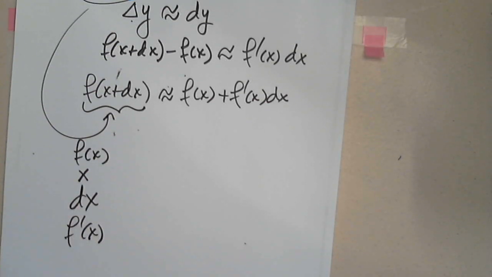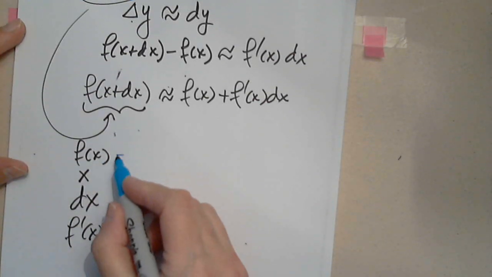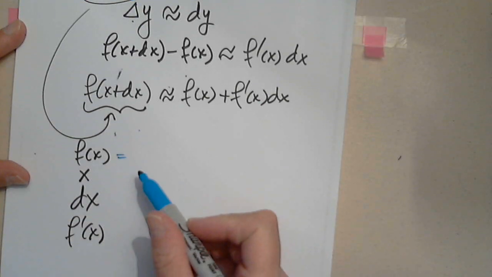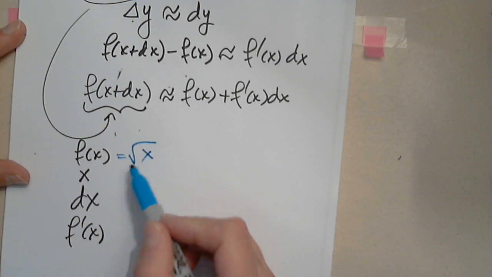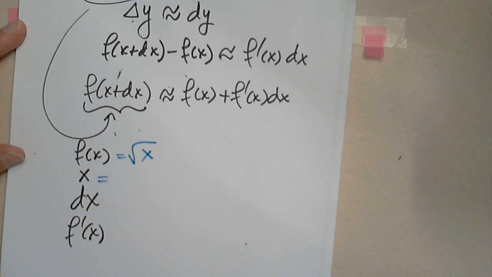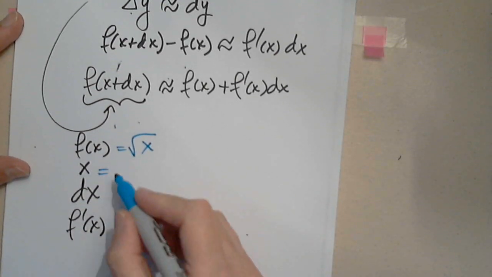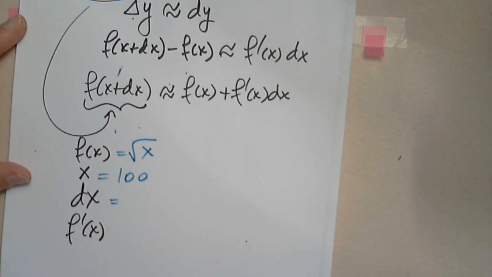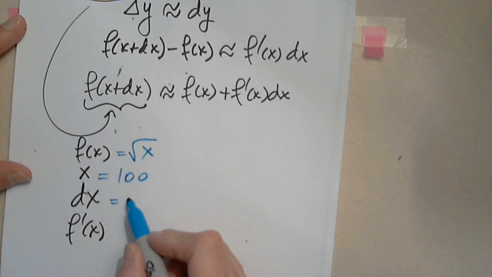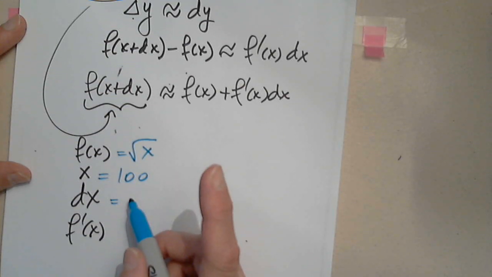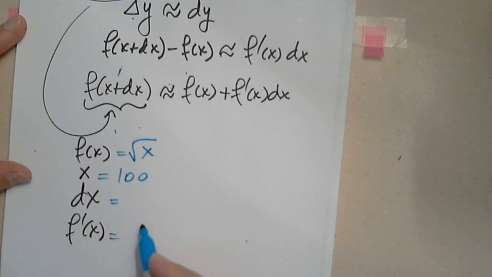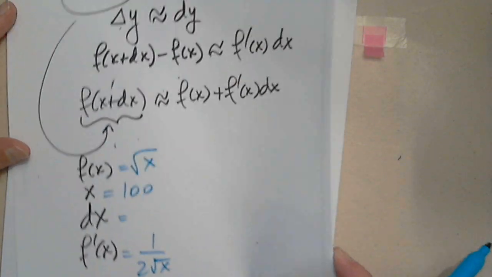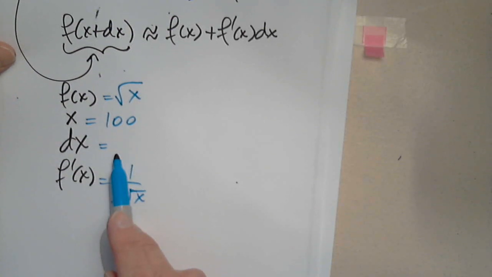Okay, so f of x is radical x. That's it. Careful, dx. That is 1 divided by 2 radical x. So this one, but I want to find dx. That's correct. F prime is indeed 1 over 2 the square root of x, but I want dx.